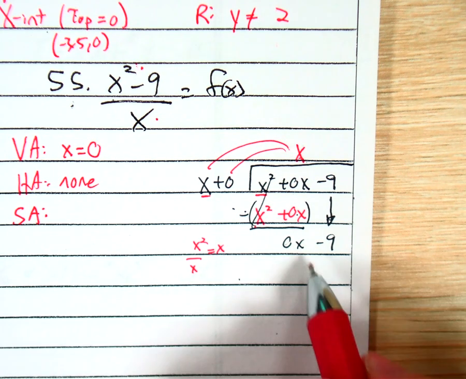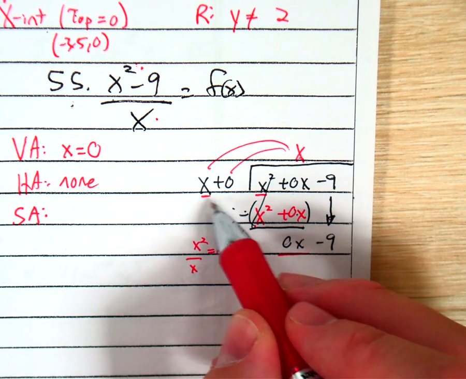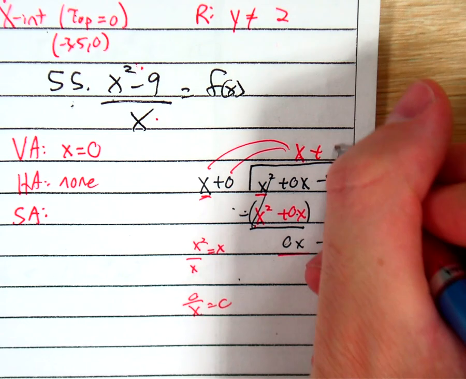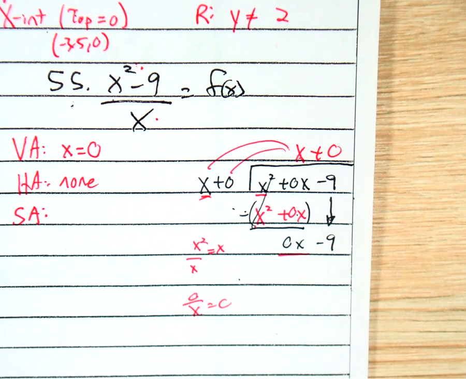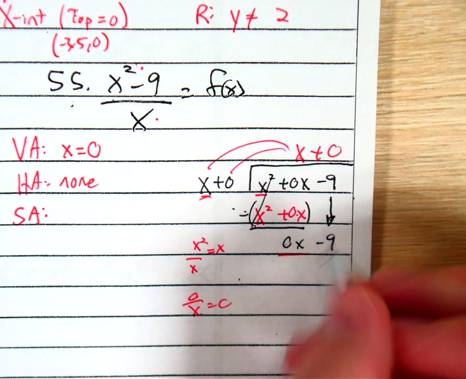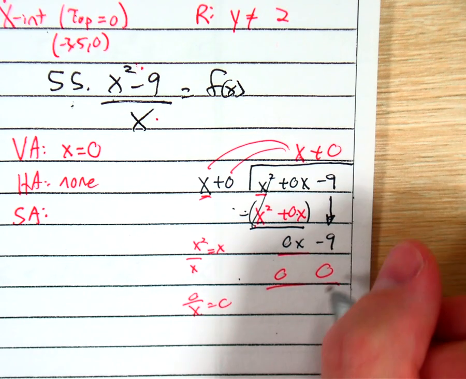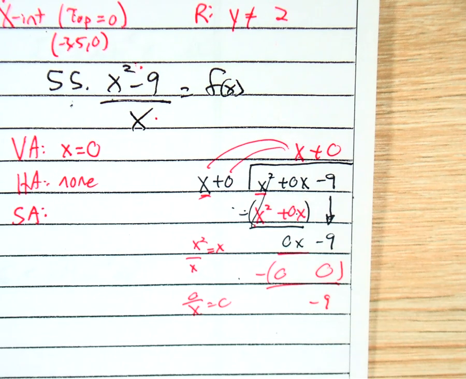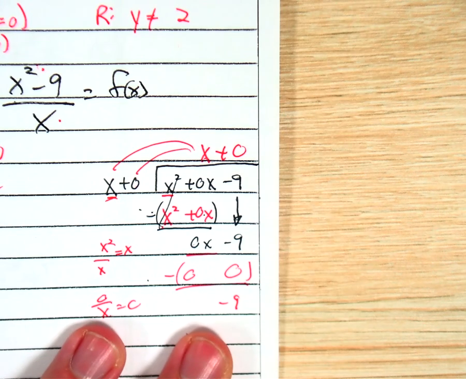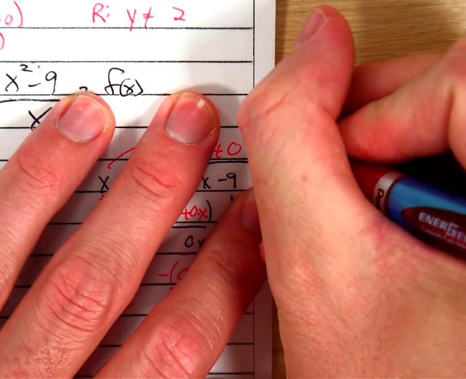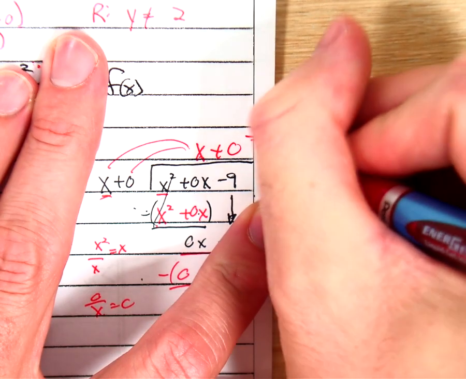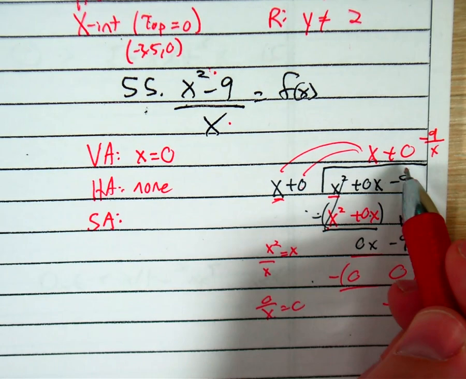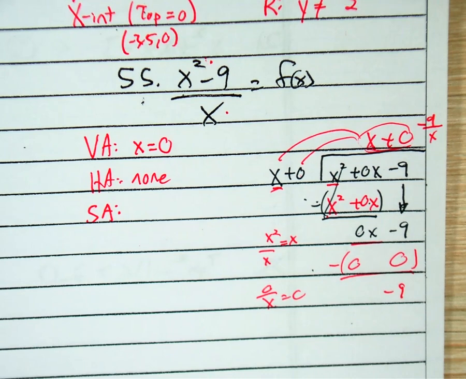Okay, comparing the fronts. 0 divided by x is still 0. And we multiply that 0 back, and we get zeros. And we subtract down, and we have negative 9. So we have a remainder of negative 9, which we would do like minus 9 over x for the remainder, this itty-bitty little fraction over there. But all that matters is this real part here, the x plus 0.